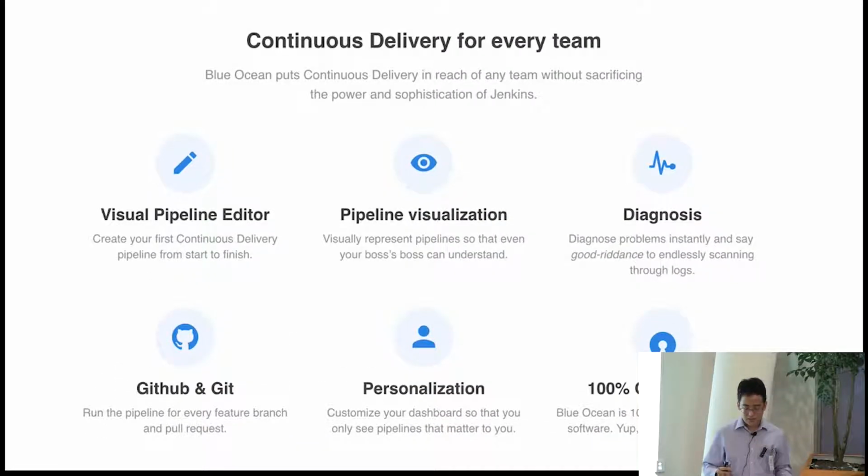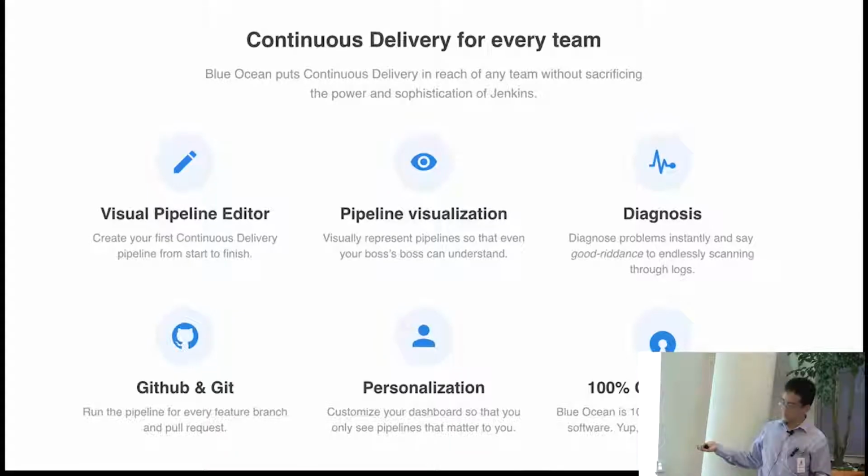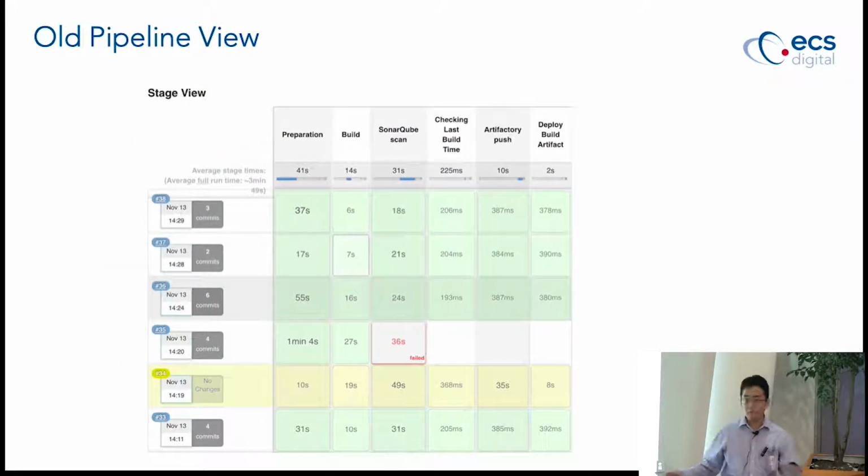Now, taken from the CloudBees website, this is the goal for the Blue Ocean. My personal highlights will include the pipeline visualization, the diagnosis, and the personalization. The reason I bring that up is because Blue Ocean tends to give a lot of very nice and intuitive feedback to you. Now, which the previous Jenkins pipeline did have, is just not as intuitive, which I will show in a bit. Okay? So this is the old pipeline view.